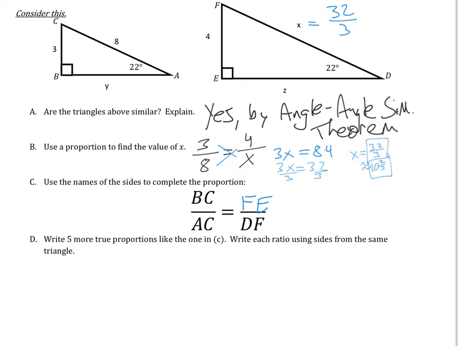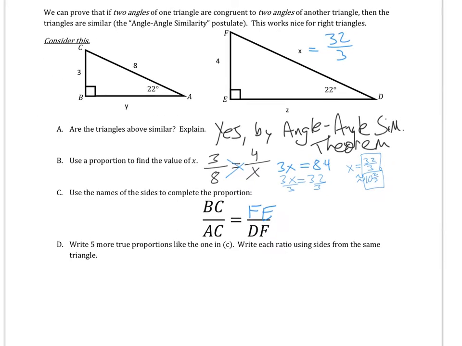Let's see if we can write some other proportions. Try pausing the video and write some other proportions using two sides from one triangle and two sides from the other. Make these two over here come from one triangle and these two come from the right triangle. See how many proportions you can get and then come back and take a look.